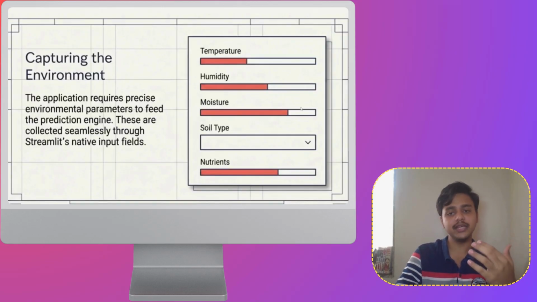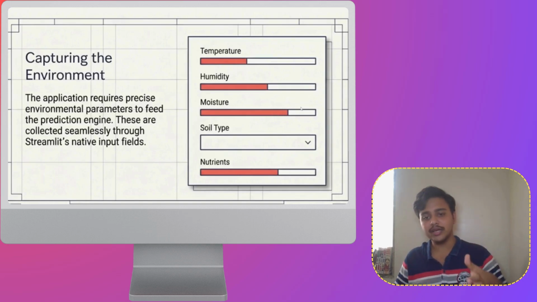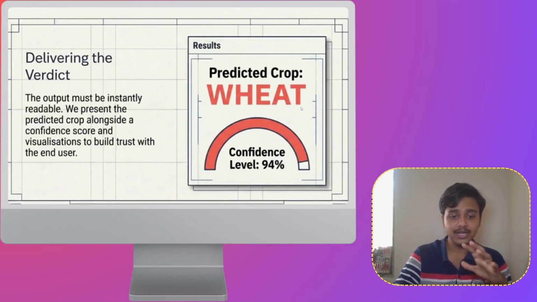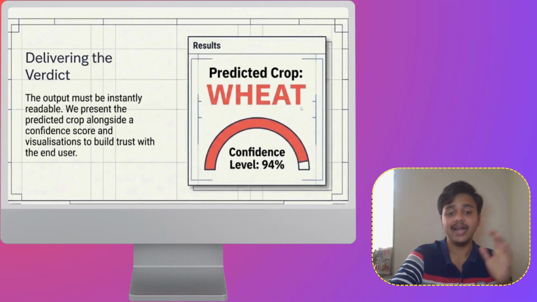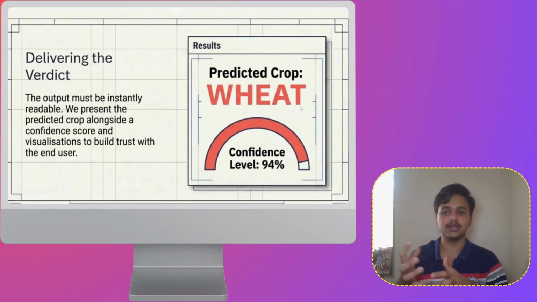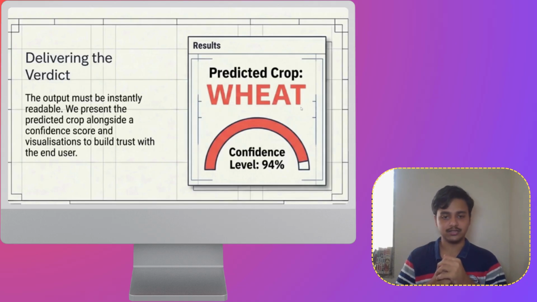Now, what will be the inputs? As I told you earlier, the inputs are going to be temperature, humidity, moisture, soil type, the nutrients present in the soil and all. Very simple for users. And the output must be clear, instant and readable. It should be the predicted crop along with the confidence score of each crop. Because the users need trust. The ML system works on trust score. And the real world systems also believe in the trust score.